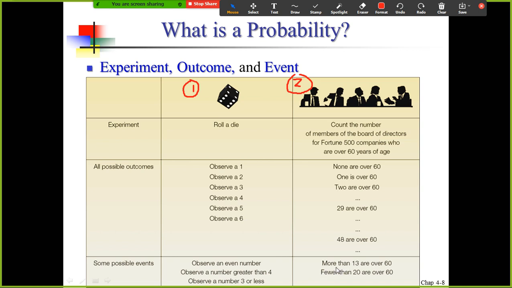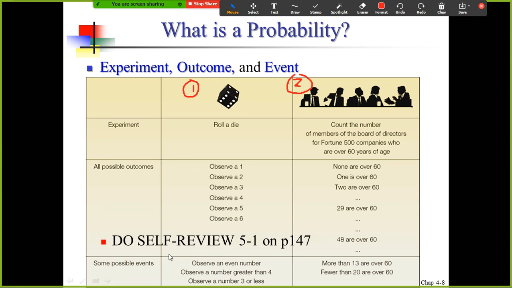In this case, maybe more than 13 of our board directors are over 60 years of age, or maybe fewer than 20 are over 60 years of age. So this is an event: we just group things together for some specific purpose.